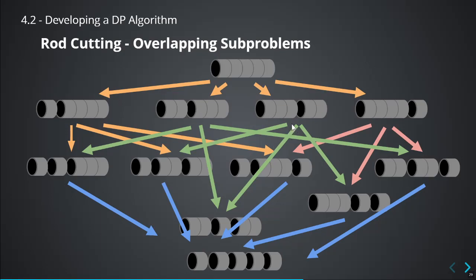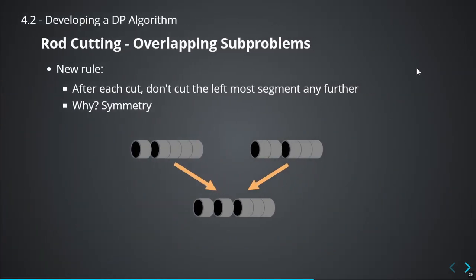We're not going to break down our problem into this mess here, we're going to have a new rule. After each cut, you do not cut the leftmost segment any further. So I made one cut, like 1 and 4. I'm not going to cut the left one any further. Well, that doesn't make sense because I only have one piece here anyway. But if I have 2 and 3 here, I'm not going to cut the left one any further.